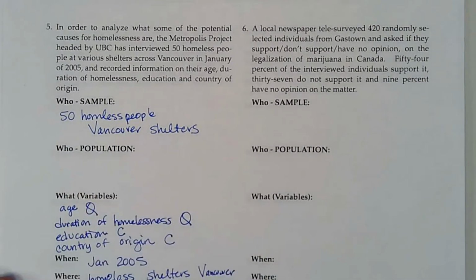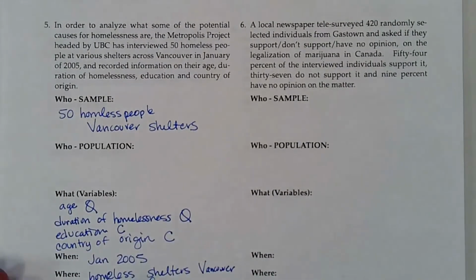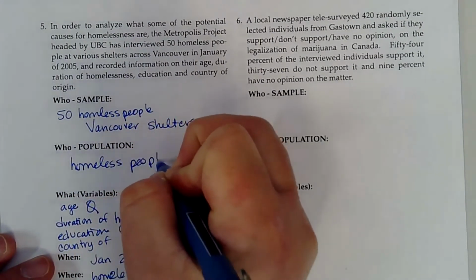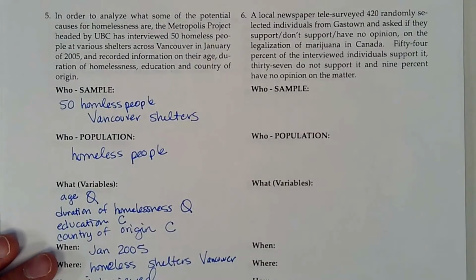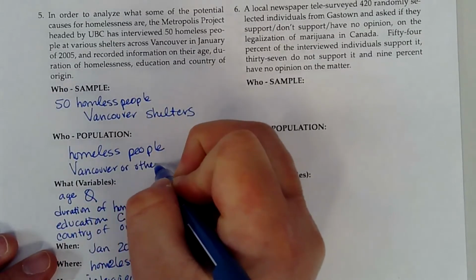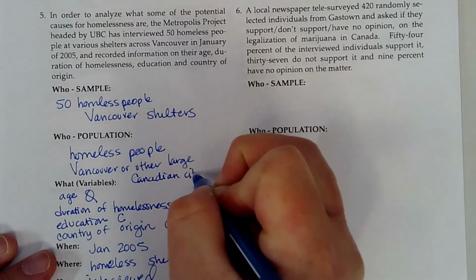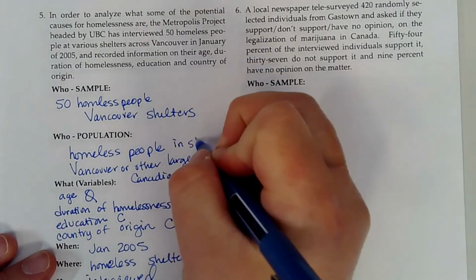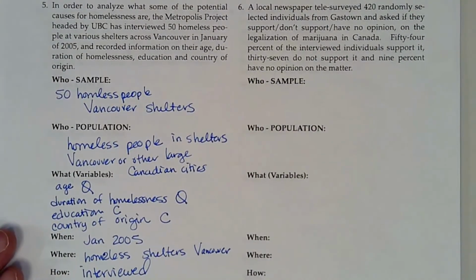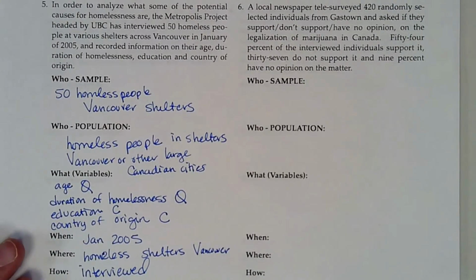So the population, who can I actually apply the results, the things that I find out in my research, to? So homeless people is definitely a good start. I would say maybe homeless people, Vancouver, or other large Canadian cities. And I would probably add in shelters. It might very well be the case that people in shelters and not in shelters might have very similar reasons. We don't know that if we haven't interviewed people that have no interest in being in a shelter.